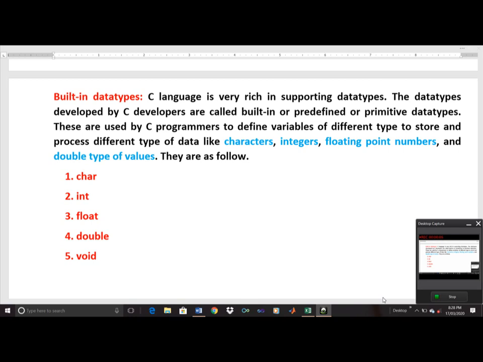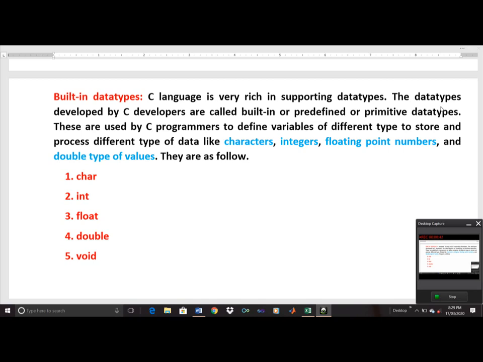In the last class we discussed what is data type in C language. The type of data that we can store and process inside the computer's memory can be defined by using different data types supported by C language like char, int, float, double, etc. C language is very rich in terms of supporting different data types.